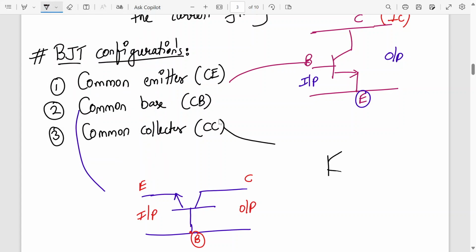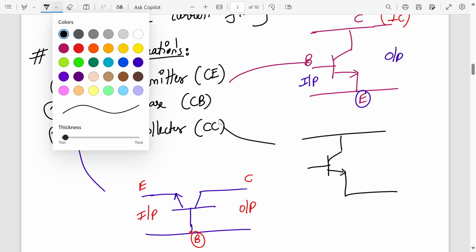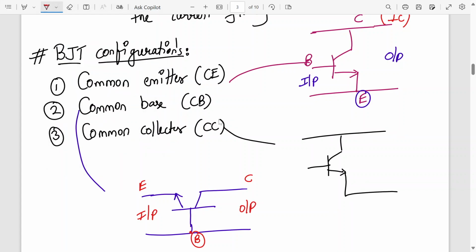So here we have connected the transistor as follows. Here input is between base and collector, and output is between collector and emitter. This is collector, base, emitter. So here the collector terminal is common between the input and output. That's why the three configuration names are common emitter, common base, common collector.